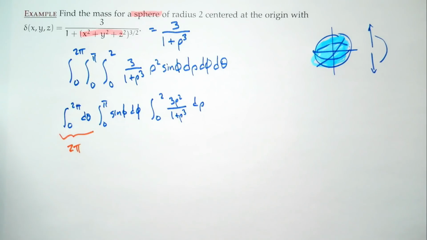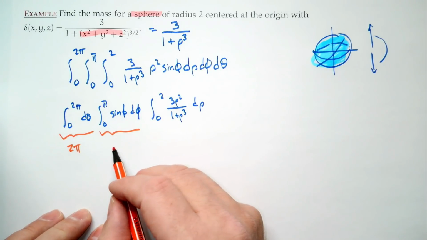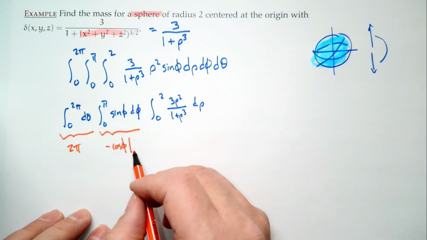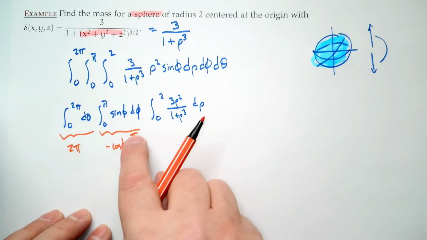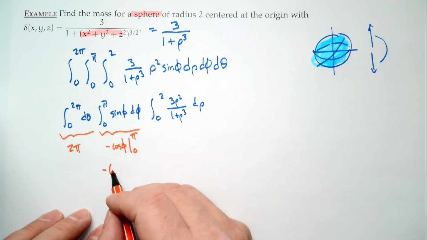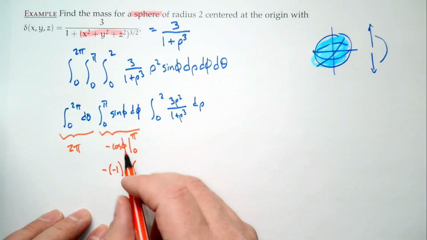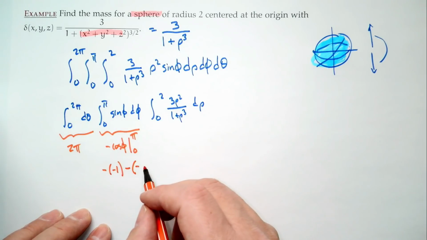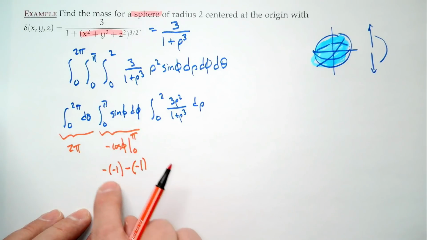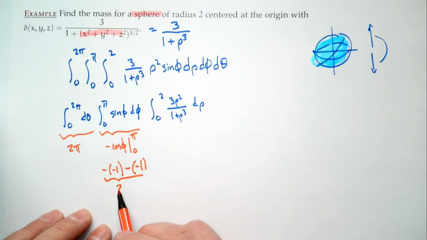2 pi, because it'll be theta evaluated from 0 to 2 pi, that's 2 pi. Now, this one we should probably write out. The integral of sine phi is negative cosine phi, evaluated from 0 to pi. So, negative cosine of pi. Well, cosine of pi is negative 1, so it's negative 1. Then we subtract negative cosine of 0, which is positive 1. So this minus comes from that minus. So minus 1 minus minus 1 makes this 2.